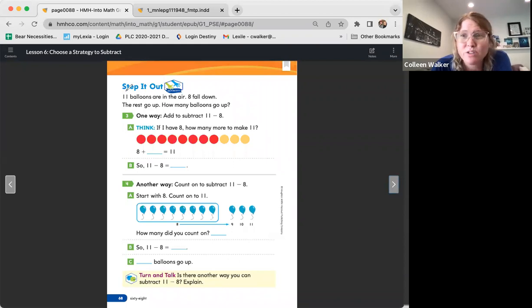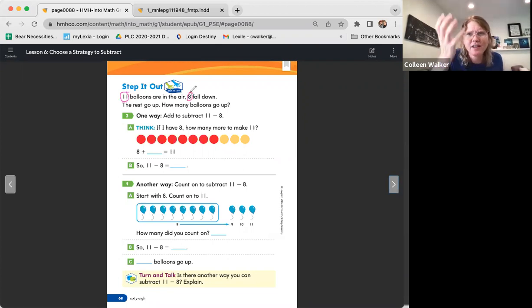11 balloons are up in the air. 8 fall down. The rest go up. How many balloons go up? Okay. I love how some of you are already circling those numbers. What are the numbers? 11 and 8. That's right.